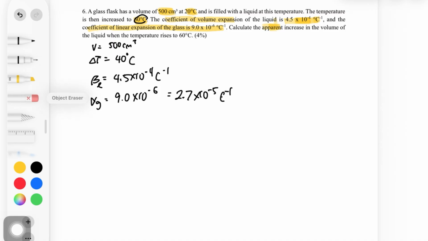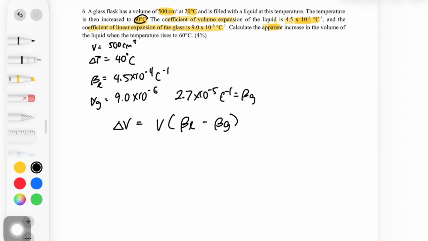So what is this? This is actually beta for glass. So what is the formula for the apparent increase of volume? The apparent increase of volume, change in V, is V times beta of liquid minus beta of glass, in brackets, times change in T. So this is the formula we have.